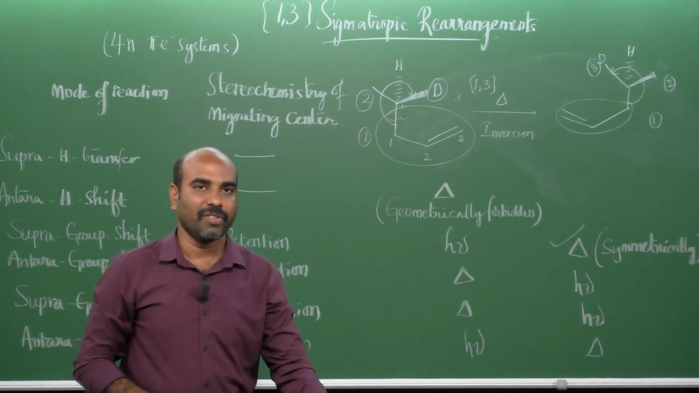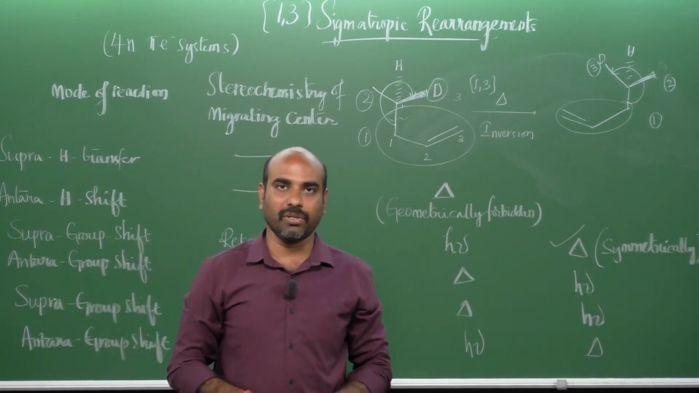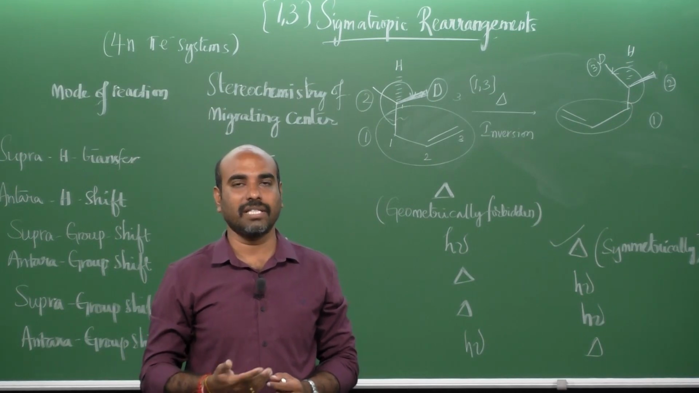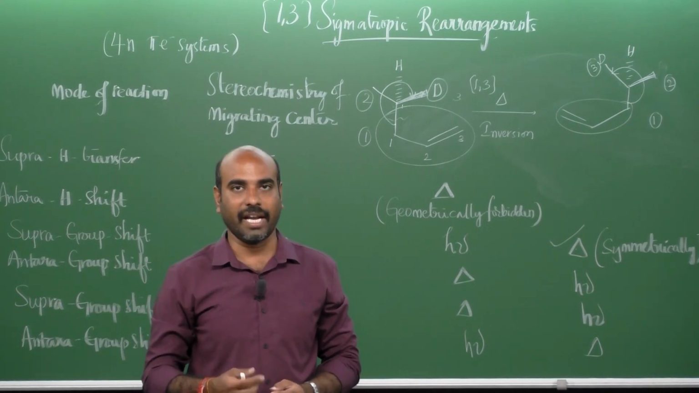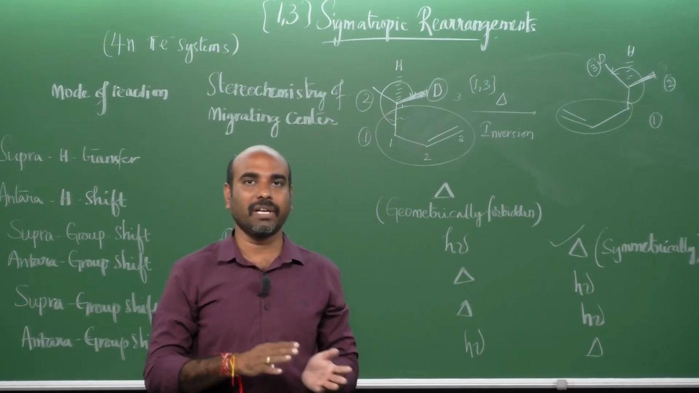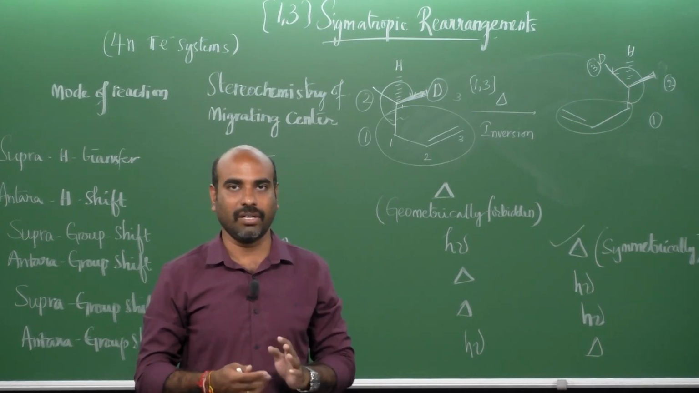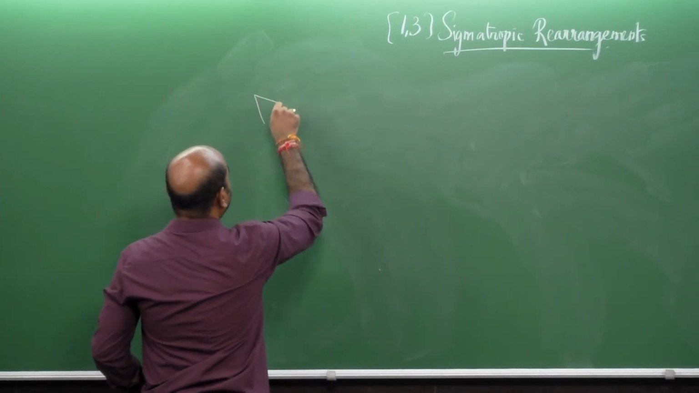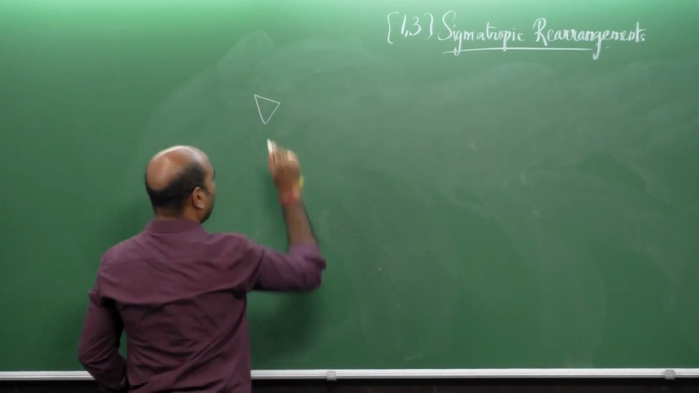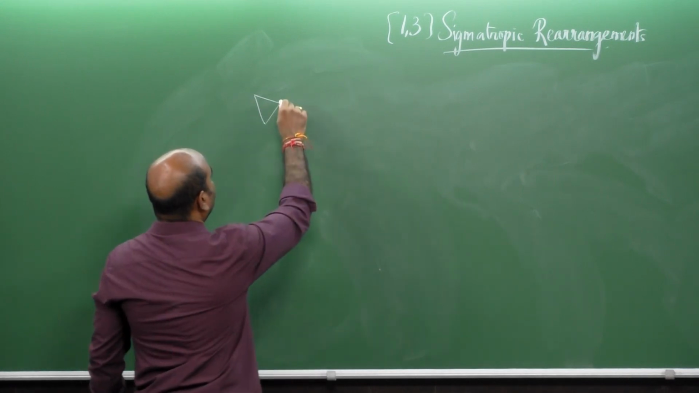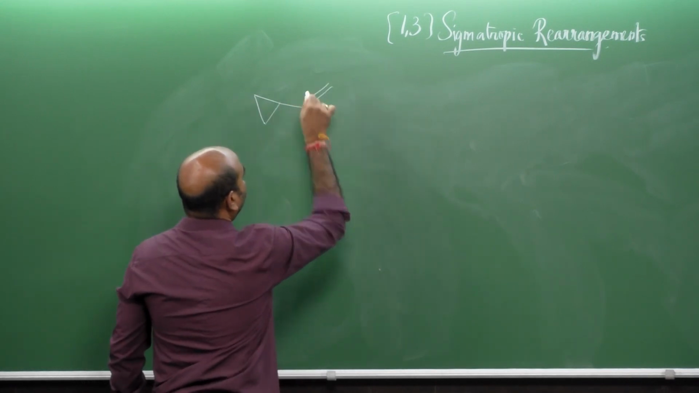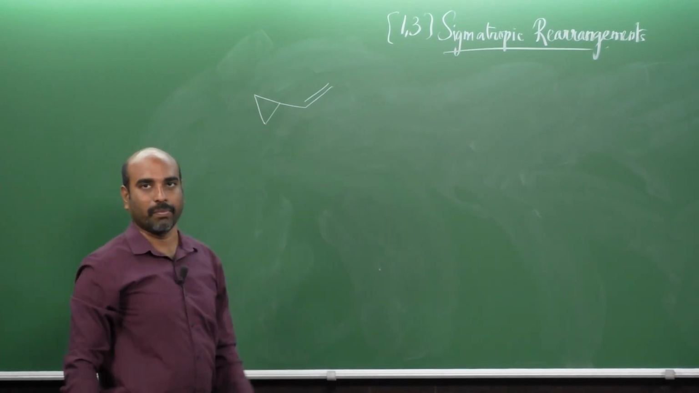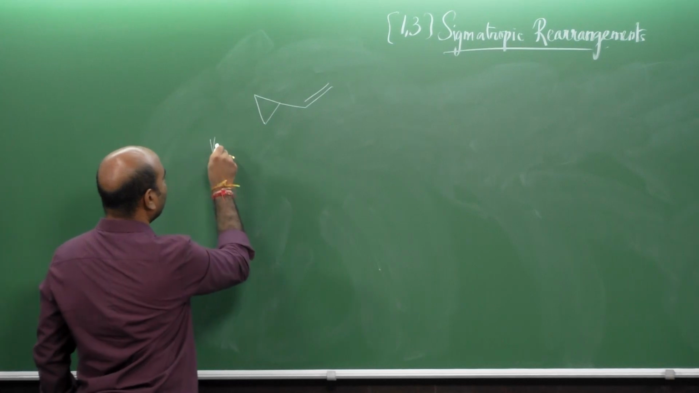molecular orbitals. Now quickly we will see a few examples for the 1,3 hydrogen shift or group shift in a suprafacial manner or in an antarafacial manner under either photochemical conditions or thermal conditions, whatever is possible. So, if you study this example, this is cyclopropane. If it is connected to an unsaturation this way, this is vinyl cyclopropane.